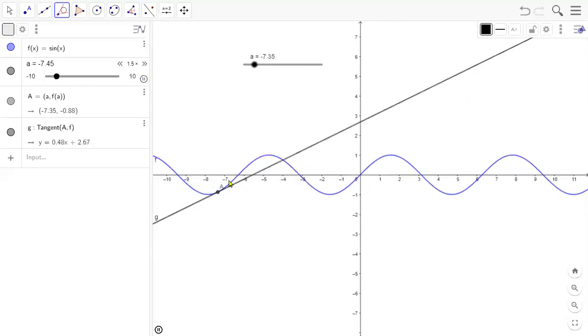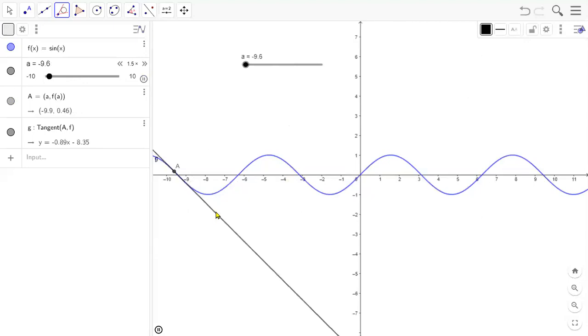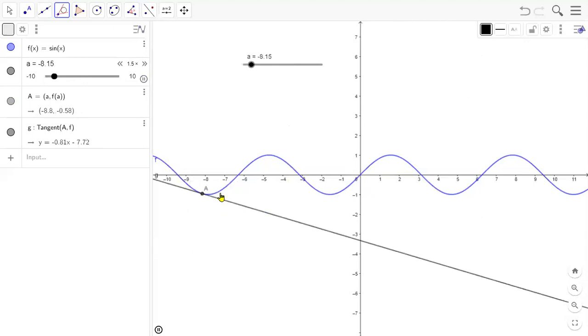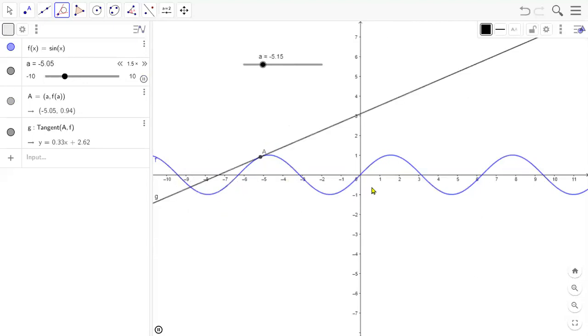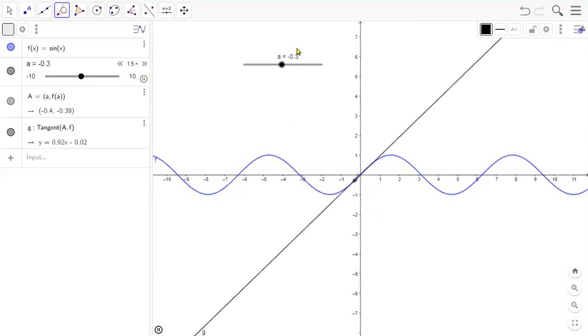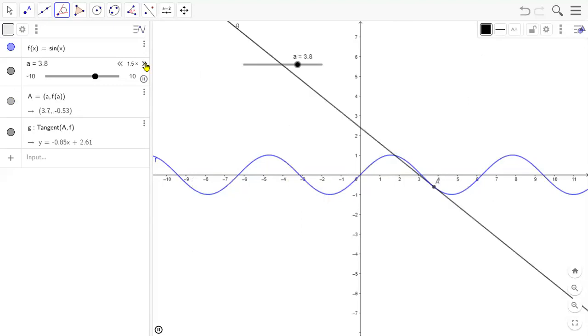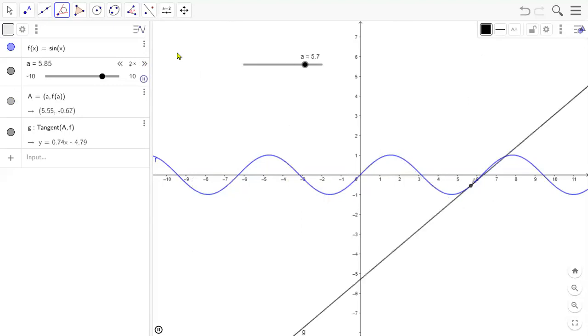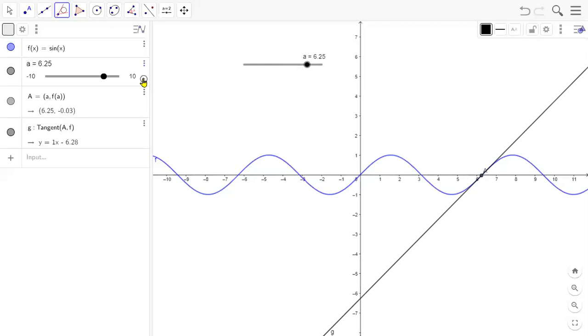We can see the tangent at many points on this graph. This is the tangent here, and it is moving. Let me find out the slope of this tangent. Let me evaluate the slope of the tangent.